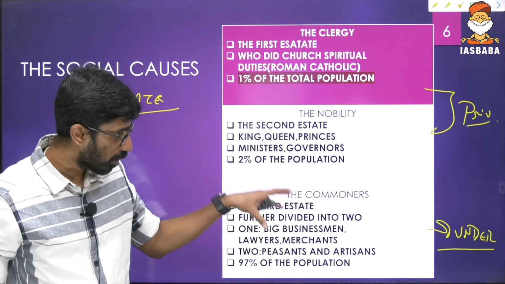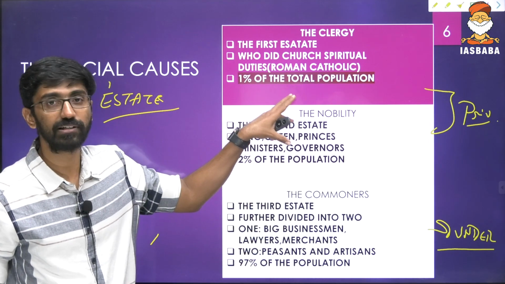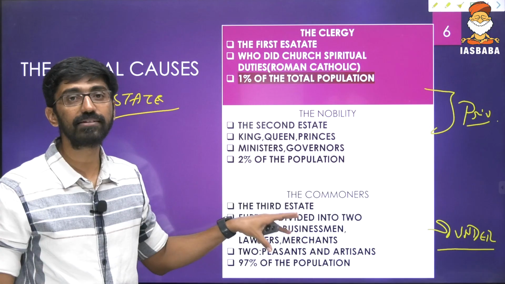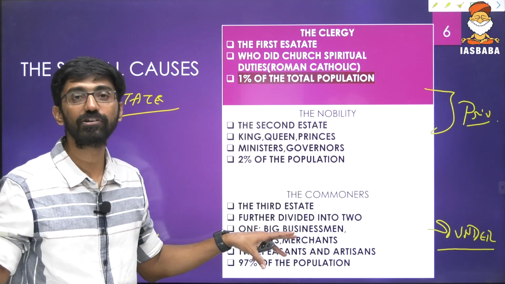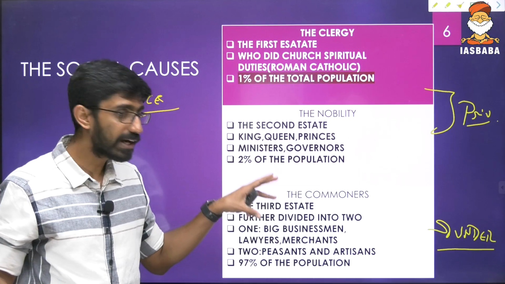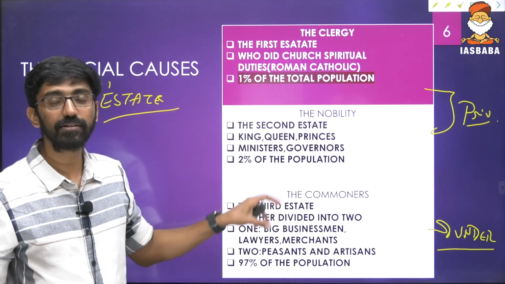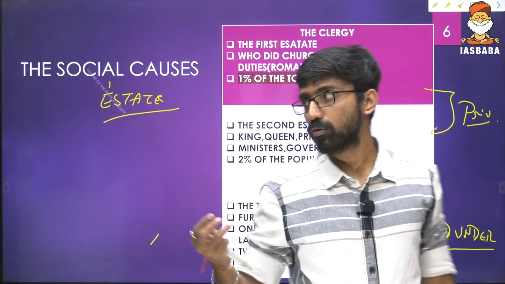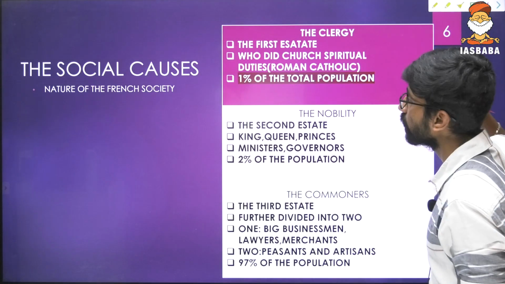Now these commoners, they were exploited by these two estates and they wanted to challenge that system. That is what the French Revolution is. Simple aspect. The commoners were getting exploited by the first two estates and they wanted to challenge that system. And how was this challenge there? What was this exploitation, we can say?